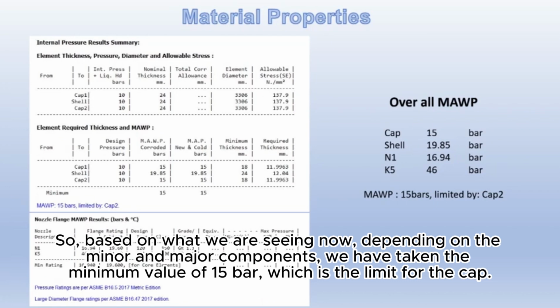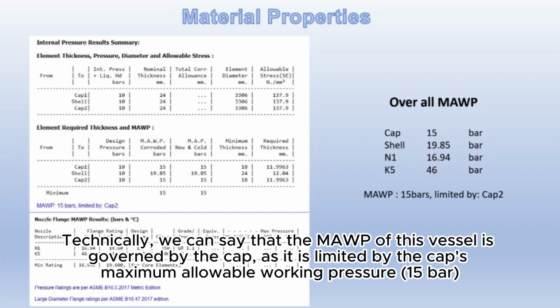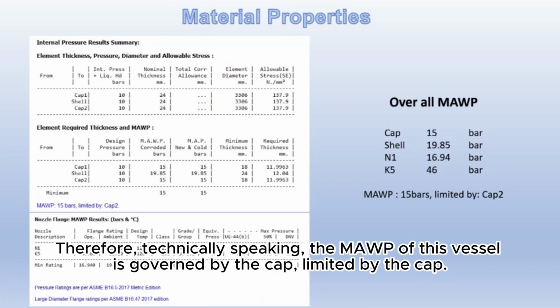So based on what we are seeing now, depending on the minor and major components, we have taken the minimum value of 15 bar, which is the limit for the cap. Technically, we can say that the MAWP of this vessel is governed by the cap, as it is limited by the cap's maximum allowable working pressure of 15 bar. Therefore, technically speaking, the MAWP of this vessel is governed by the cap.